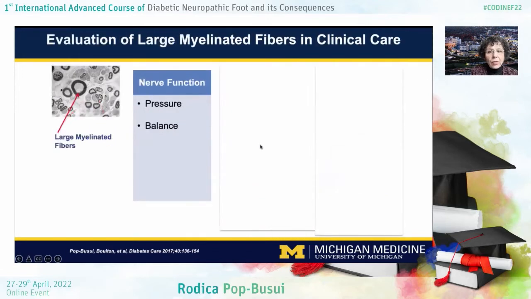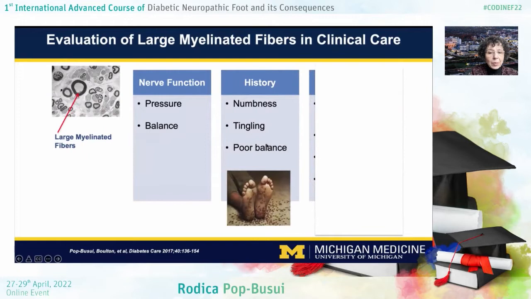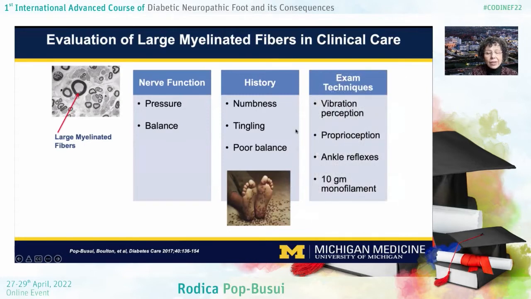The large myelinated fibers are responsible mainly for pressure and balance, and people may experience numbness, tingling, and in more advanced stages, due to this progressive loss, they will have problems with balance that can then lead to falls and fractures and inability to engage in daily function. And the large fibers are best unveiled by looking at the vibration perception, threshold proprioception, ankle reflexes, as well as the light touch response to the 10-gram monofilament.